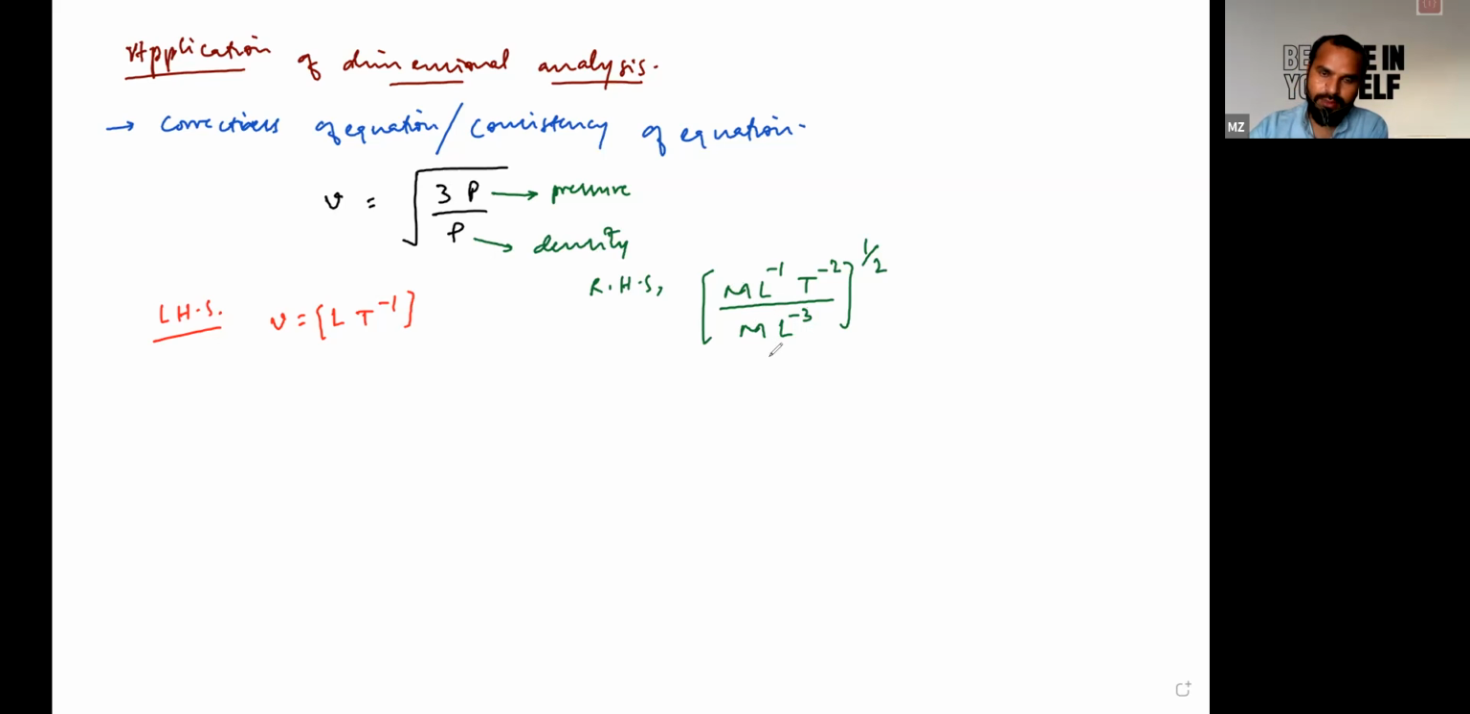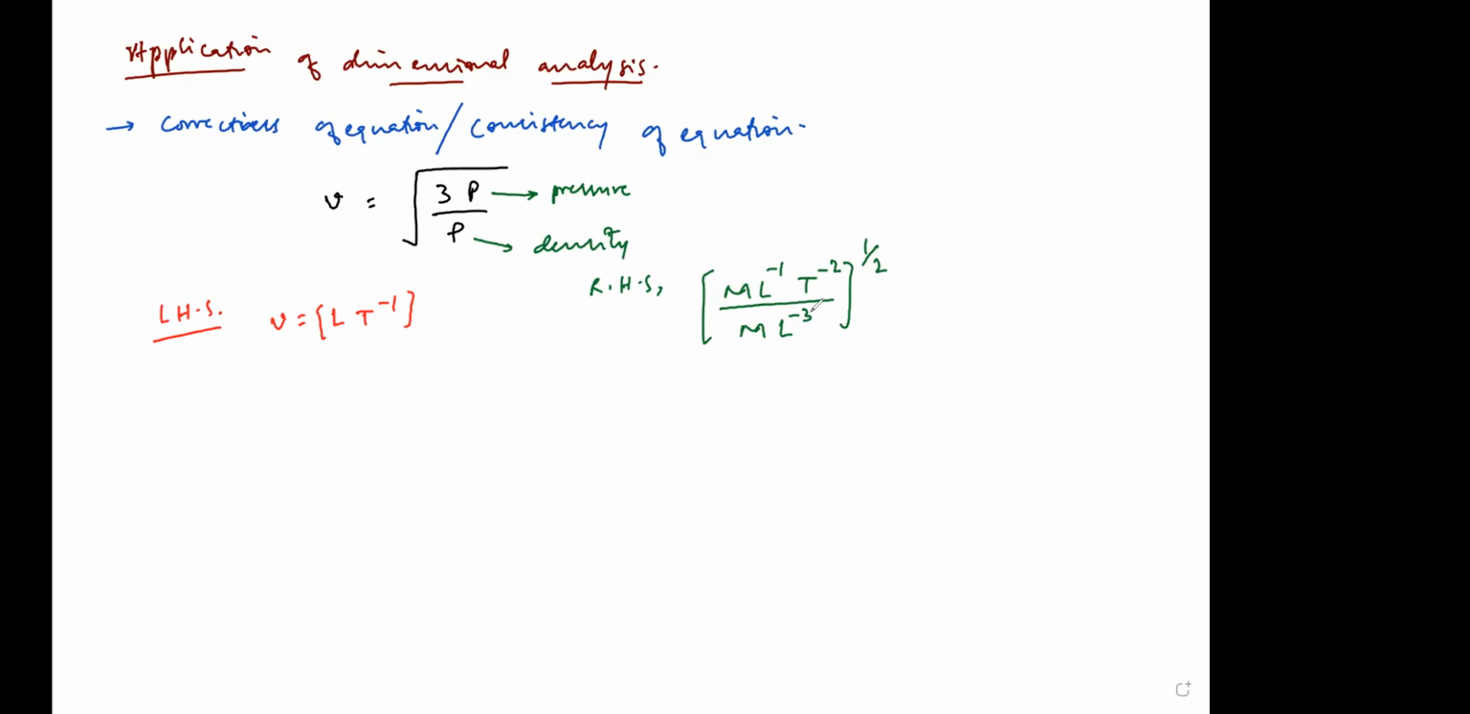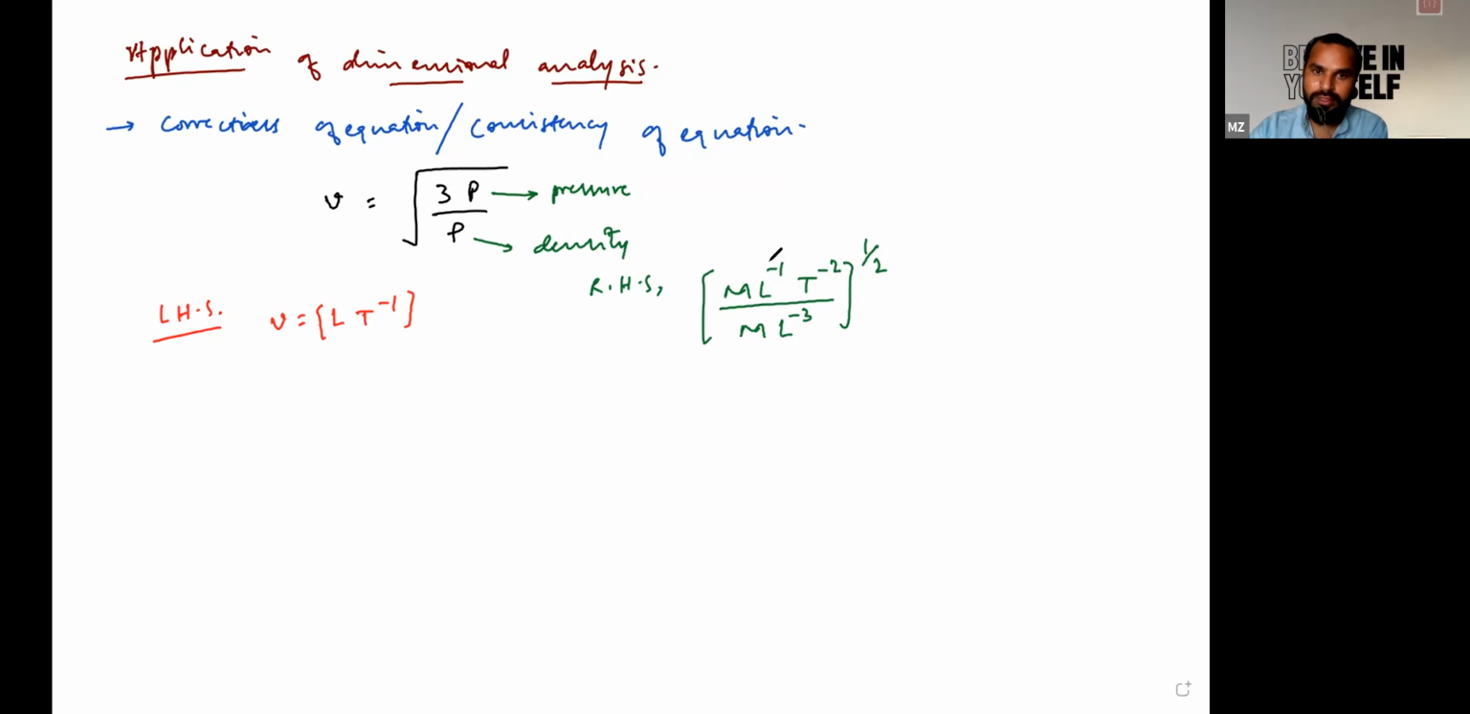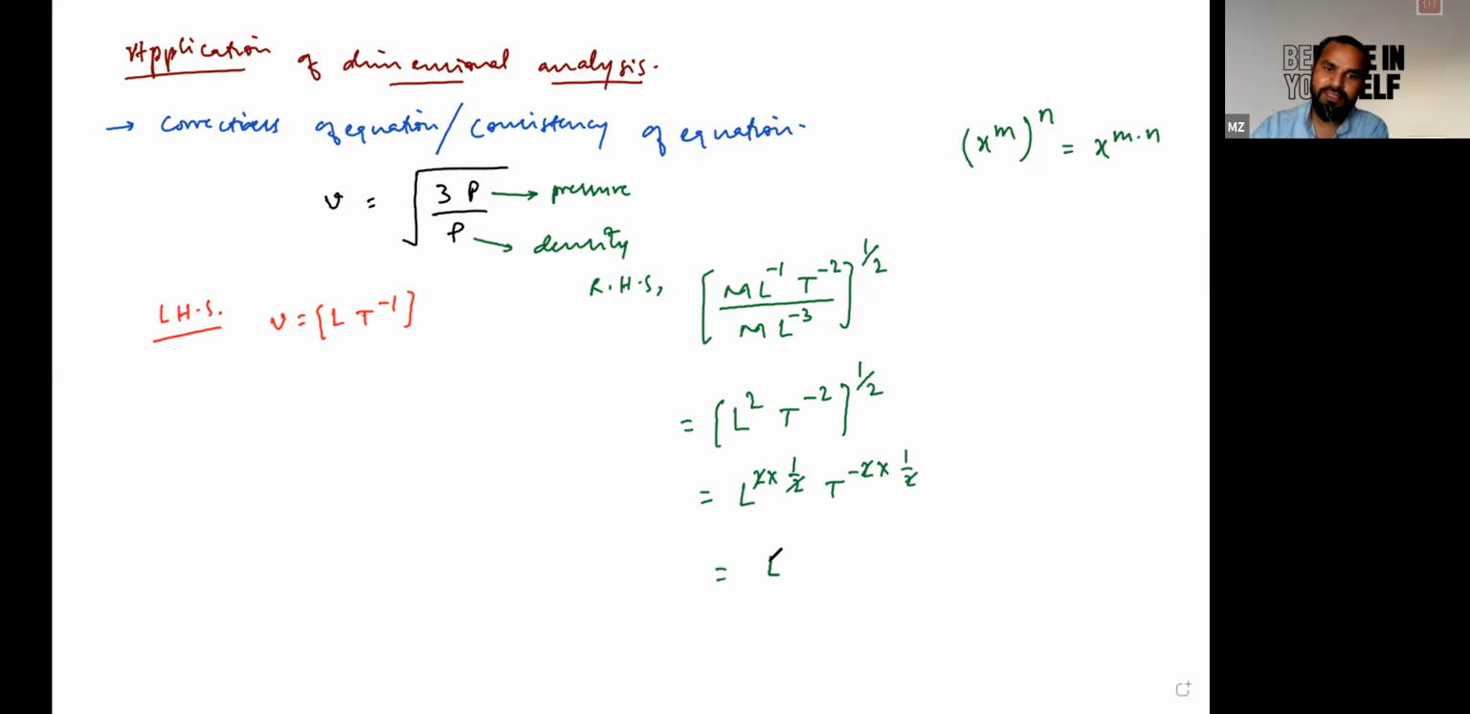So mass and mass get cancelled out. If we bring this particular L to the numerator, its exponent would become +3. And we have already -1 in numerator. So it would be L squared t raised to the power -2, and the whole multiplied by half. According to the rule of exponents, power to the power gets multiplied. So it would be L squared into half, t raised to the power -2 into half. This 2 and this 2 would cancel out. So we are left with L to the power 1 and t raised to the power -1.